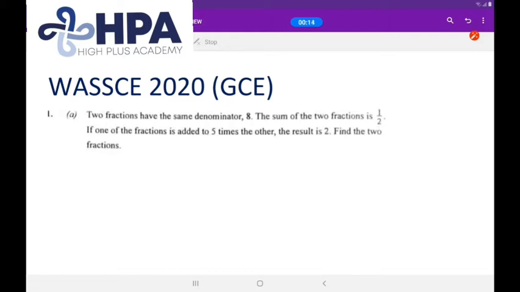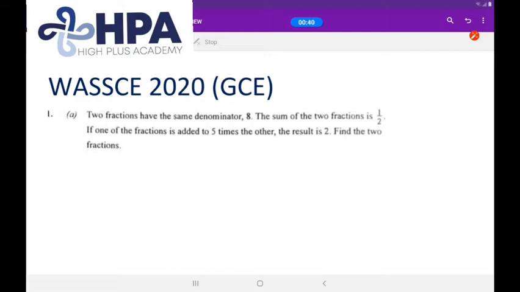We are going to be looking at questions from the GCE just written before COVID-19, WASSCE 2020. And this will be an eye-opener for the exam that you are going to be writing soon in the May-June that have been postponed to August. Now let's solve them in series from question 1A.